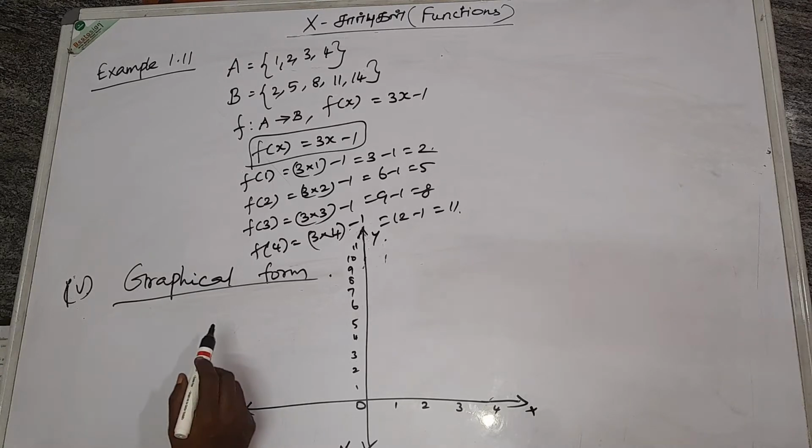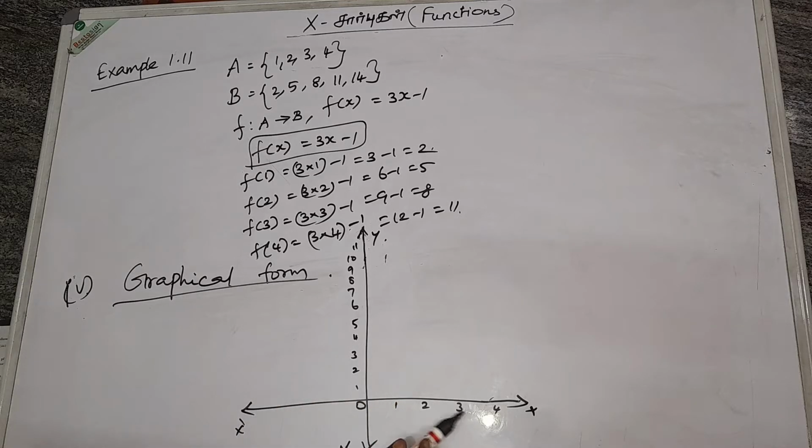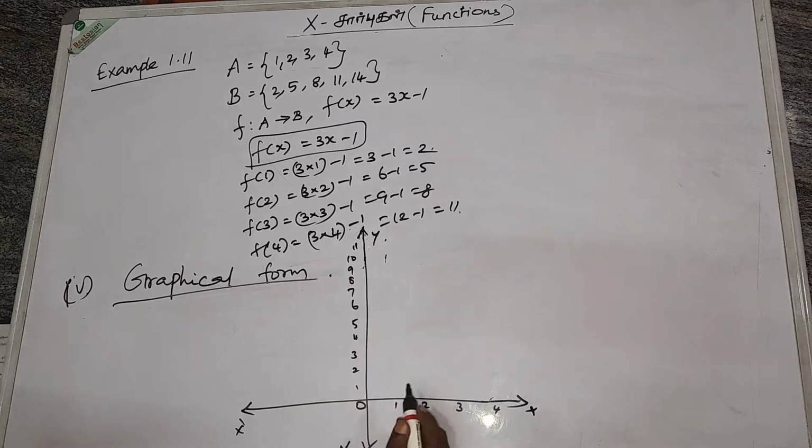The fourth one is graphical form. So how to represent this function in graphical form? So you have to draw that x-axis and y-axis. Here 1 comma 2, 1 is related to 2, so we have to take that 1 comma 2. 1 is from x-axis and 2 is from y-axis, so it will meet in this place. So it is 1 comma 2.